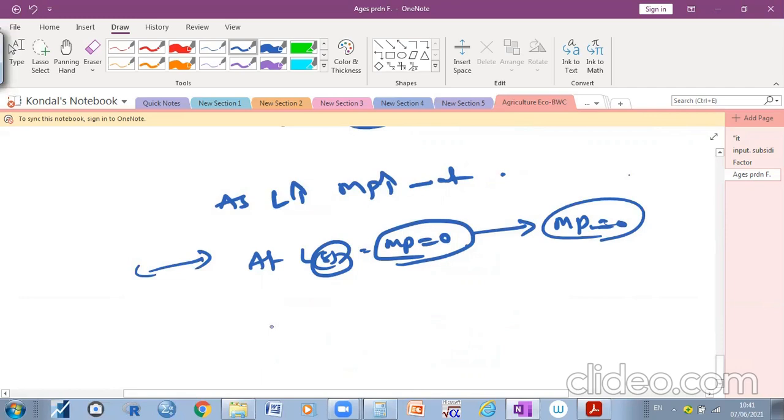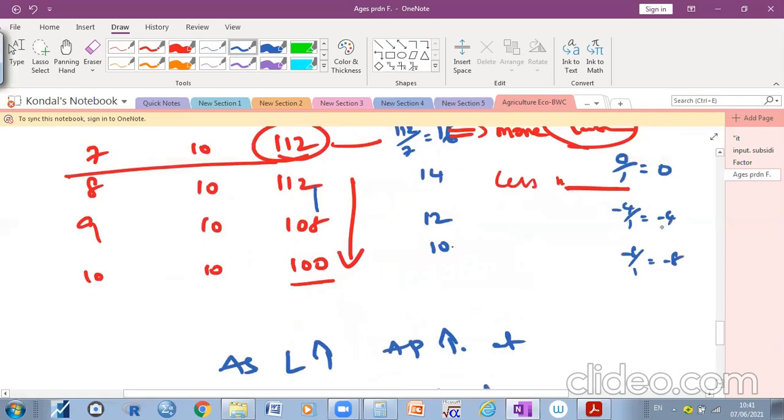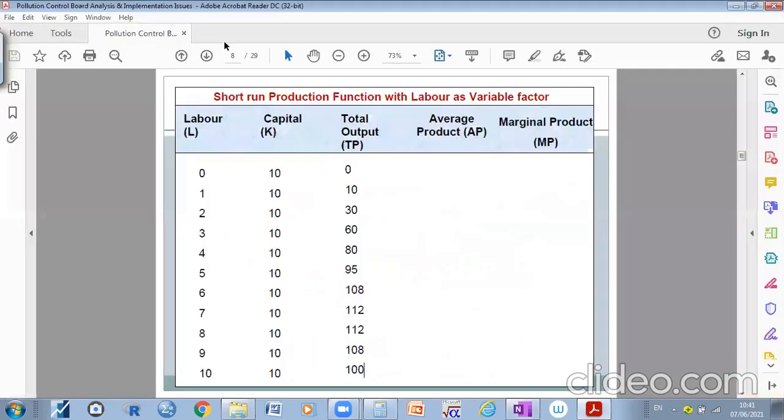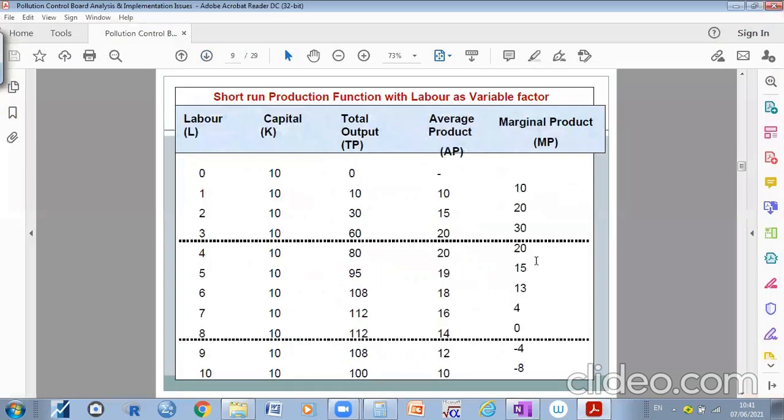At the same time, as labors increase from 8 to 10, the marginal production is negative, nothing but minus 4 and minus 8. See, when you look at the table, you can understand easily. The next slide. See here. As the marginal production increases, then again it decreases.